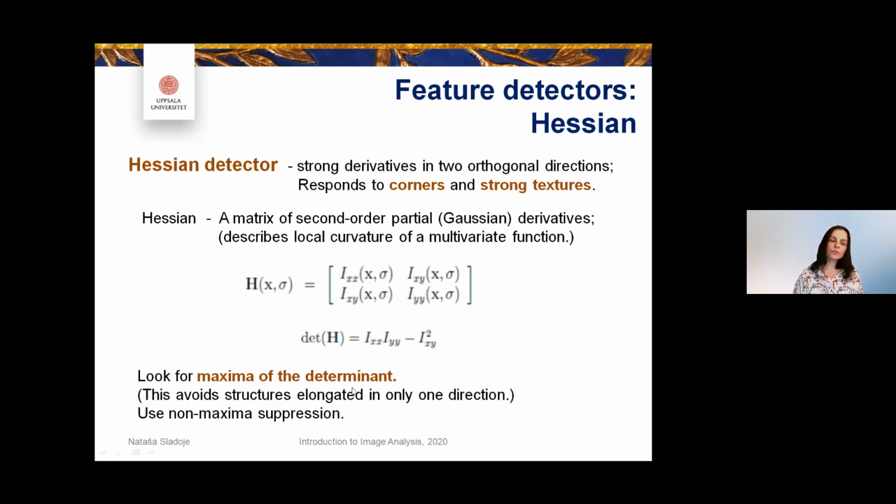We usually have to use some further processing, such as non-maxima suppression that we talked about before, to locate these exact maxima in the Hessian determinant. But essentially, this detector will enable us to find the corner points and strong textures. However, we will manage to avoid those points where the change happens in only one direction. So for linear structures, the Hessian detector will not have a strong response.